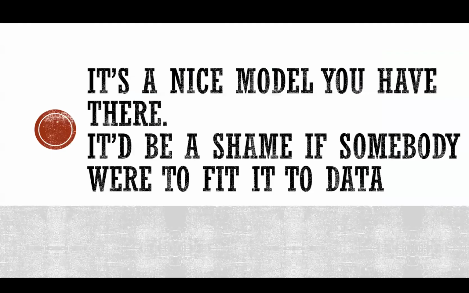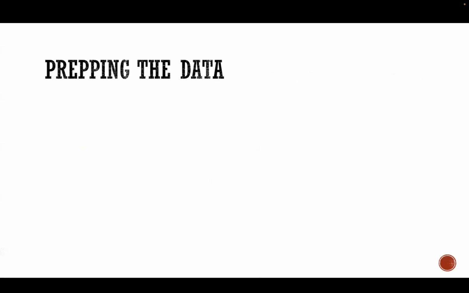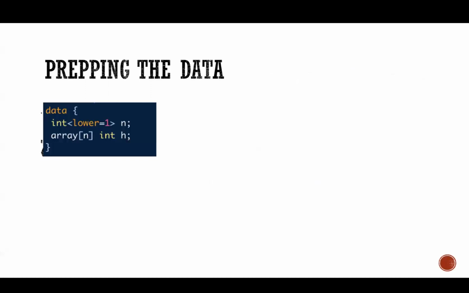Good. So it's a nice model you have there. It'd be a shame if somebody were to fit it to data. Right? That's where you finally made it, it passes the syntax check, and then some data arrives, and it's terrible. Okay, how do we prepare the data to fit that model? Here is the data chunk in the Stan code, right? Nothing new. So we need to pass it a number and a vector.